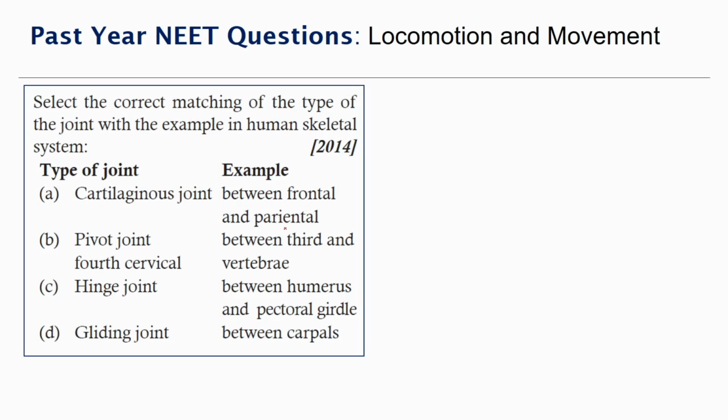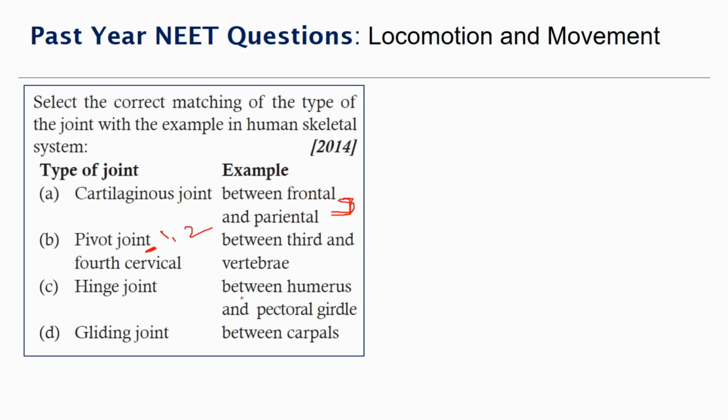Between the frontal and parietal, we don't have cartilaginous joint, but we have fibrous joints. Between the third and fourth vertebrae, since there is no movement, this is basically fibrous joint. It's not pivot joint. There is no movement in the third and fourth vertebrae. Pivot joint is present between the atlas and the axis, that is between the first and second vertebrae.